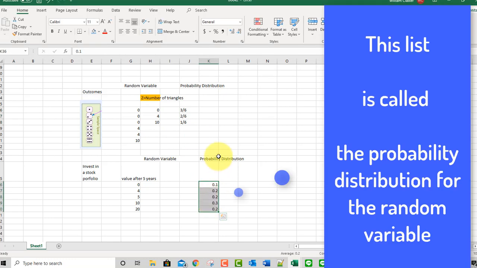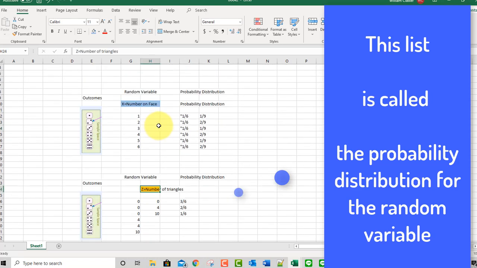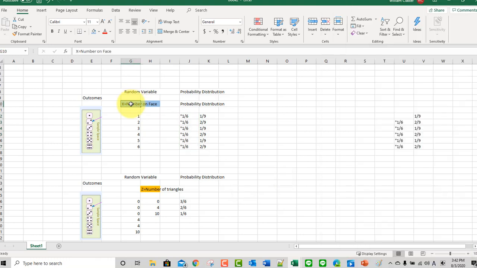This list is called the probability distribution for this random variable. This list is also called another possible probability distribution for this random variable.